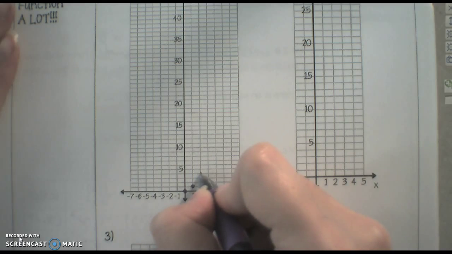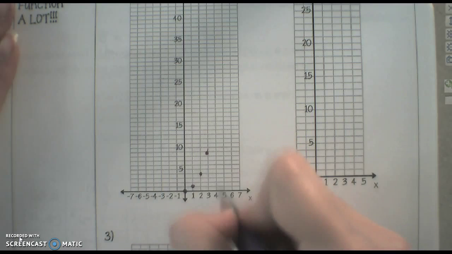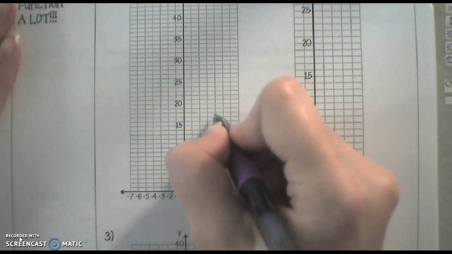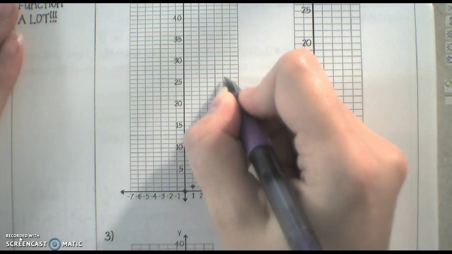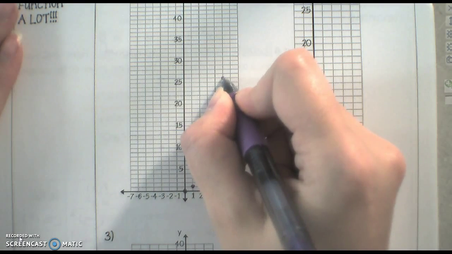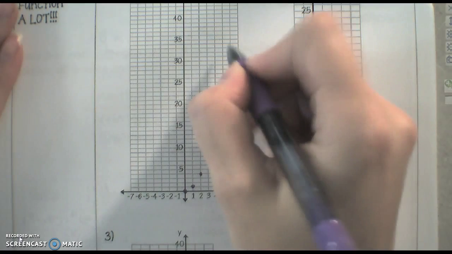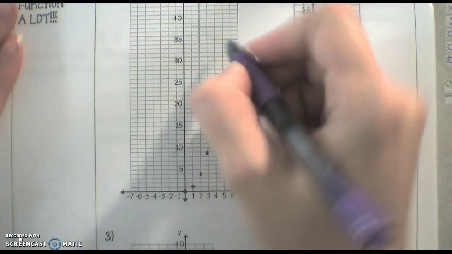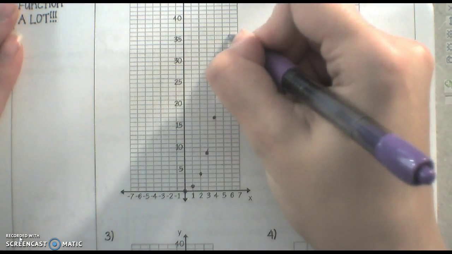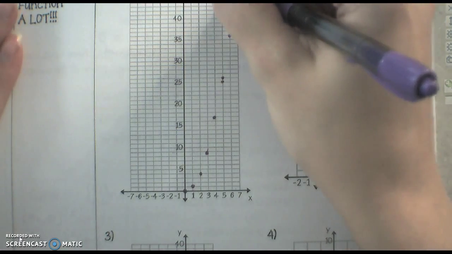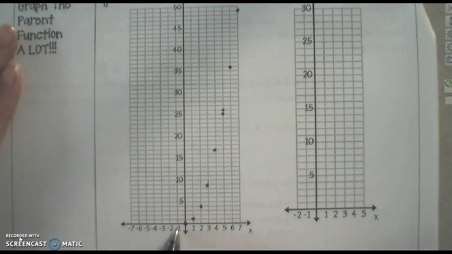4. So go up to 4. What's 3 squared? 9. Go up to 9. What's 4 squared? 16. Go up to 16. What's 5 squared? 25. Go up to 25. Did I miss 25? Here's 25. 6. 6 squared? 36. Go look at this one pretty closely. 36. And 7 squared? 49. All the way up. Then what you're going to do is repeat that on the same side.